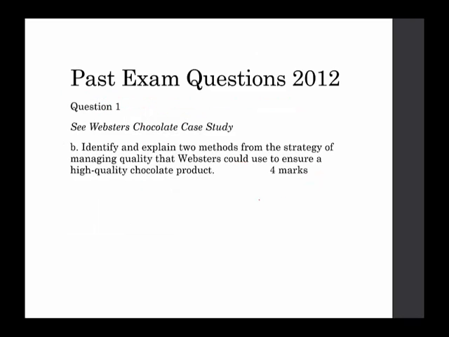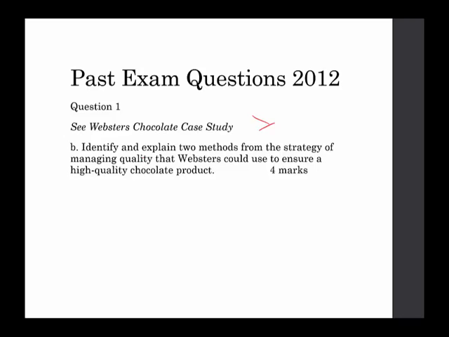So we had in 2012, 2 or 3 years ago, a Webster's chocolate case study. As I've said before, that's a large case study. You can look that up. Identify and explain 2 methods from the strategy of managing quality that Webster's could use to ensure a high quality chocolate product. So you've got to know 2 of the 3, and you need to be able to explain them here.